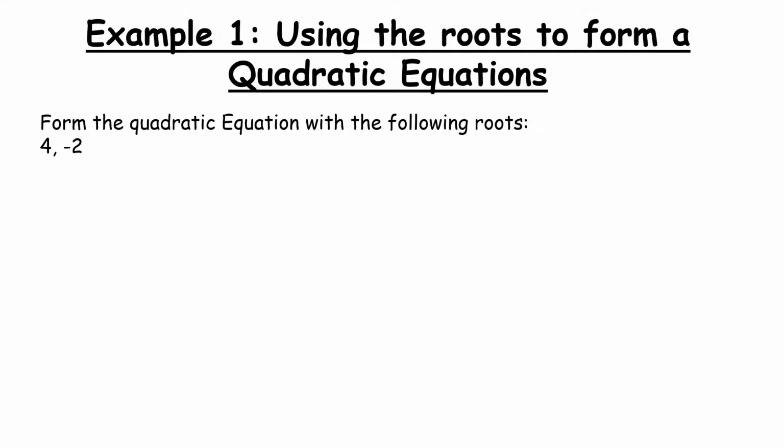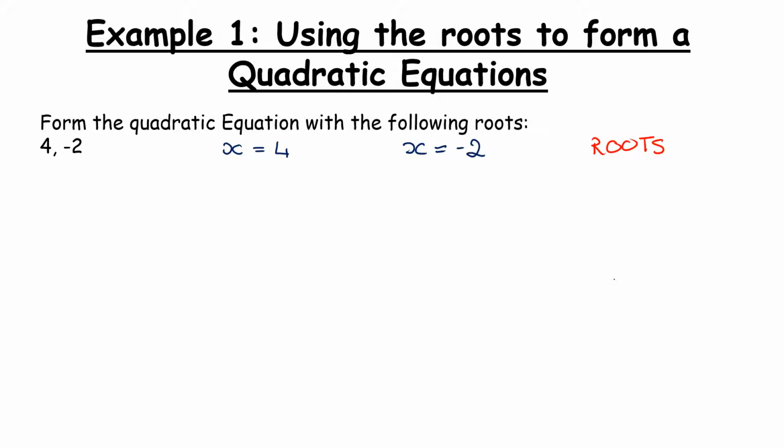Form the quadratic equation with the following roots, 4 and minus 2. So the first step in any question is to write the roots like we would see it at the end of a question asking us to solve. And that is x equals 4, x equals minus 2. Let's keep track of what we have. These are our roots. So remember, we're working backwards.